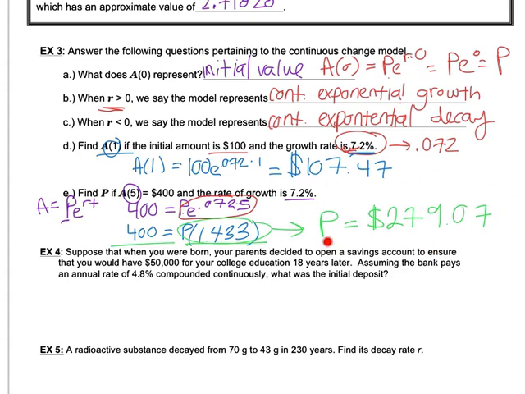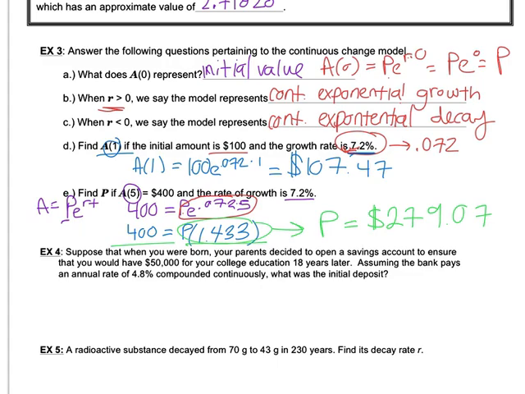So that is the principal value. And if I invested $279.07 at a rate of 7.2%, then 5 years later, I would have $400. Don't get your hopes up. That's not going to happen to you because, like I said, that interest rate does not exist at a bank these days or ever. Okay.